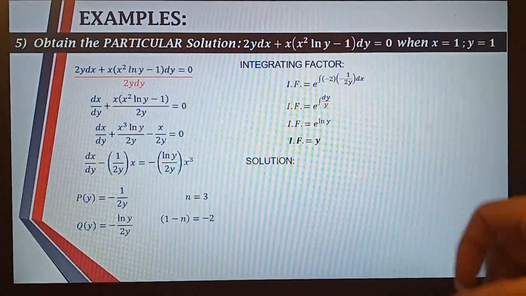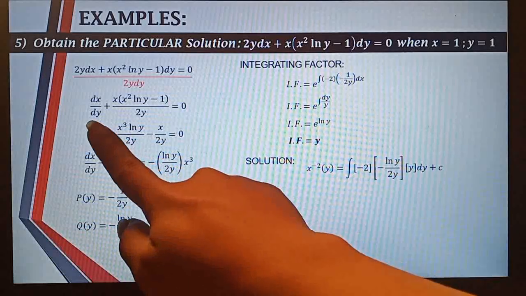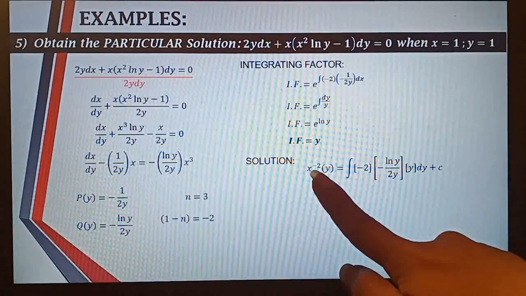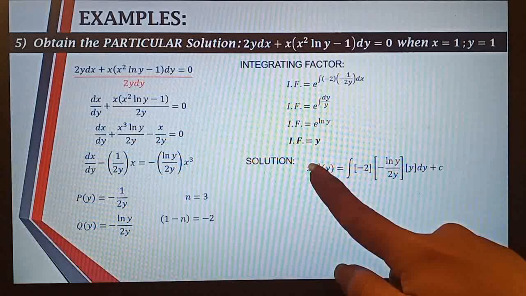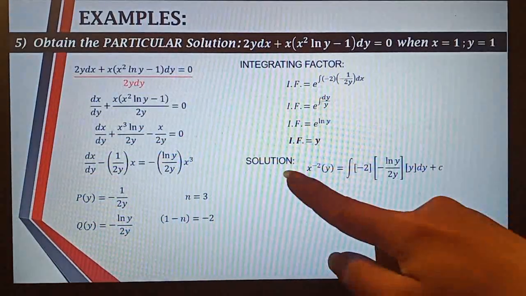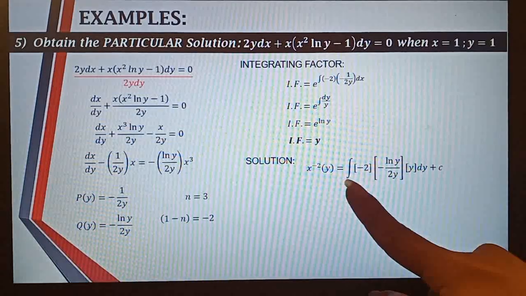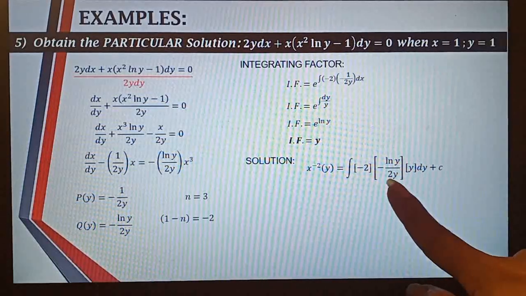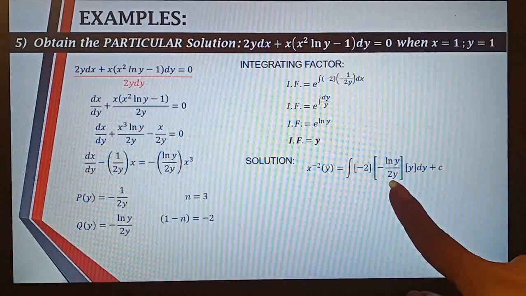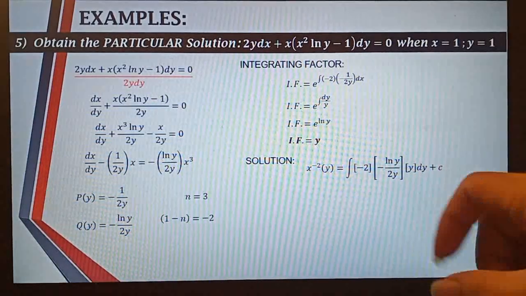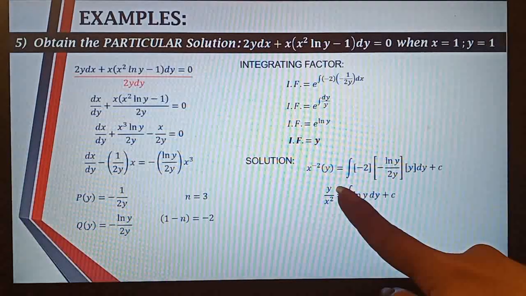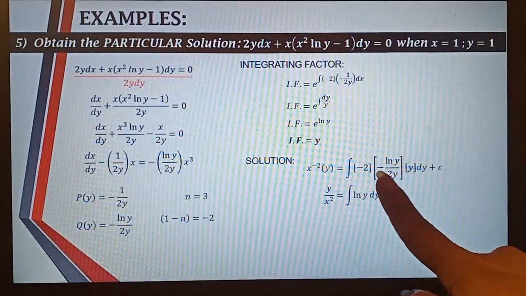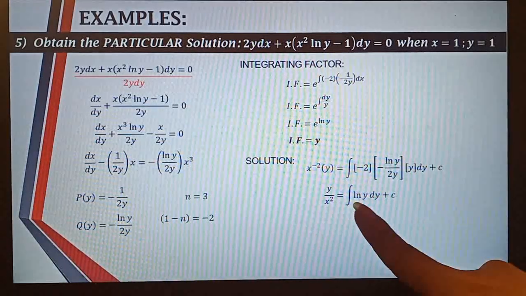So in that case, our solution is, since naka dx over dy tayo, that is x, then your 1 minus n is -2, multiplied to your integrating factor, which is y, equated to the integral of -2, which is 1 minus n, then your q of y, which is negative ln y all over 2y, multiplied to y dy plus c. Simplifying that, you will have y over x squared equals integral of ln y dy. Since cancel si 2, negative to negative is positive, cancel si y. So matitira na lang is ln y multiplied to dy.